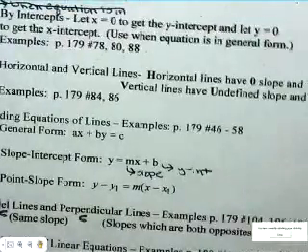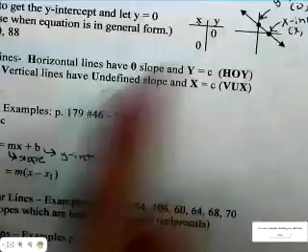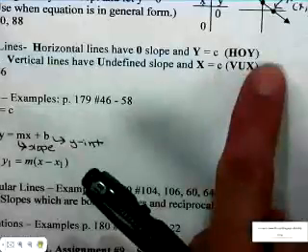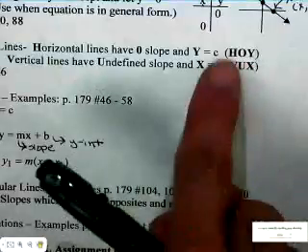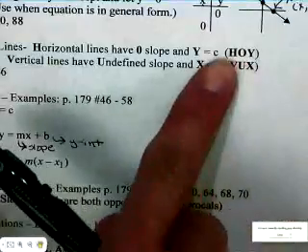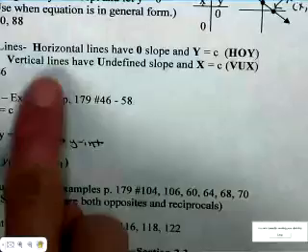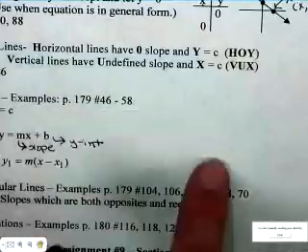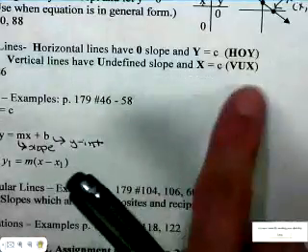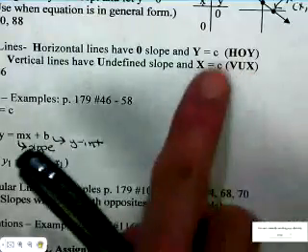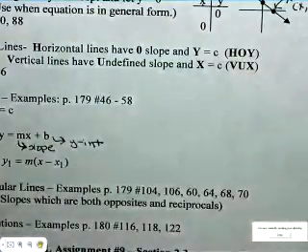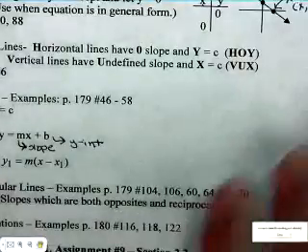Hoy and Vux will help you out. If I say y equals 7, you look at Hoy and go, if y is a constant, then it's a horizontal line. If I say graph the line x equals -2, you look at Vux and you think if x is a constant, then you get a vertical line. So 84 and 86 in the homework.